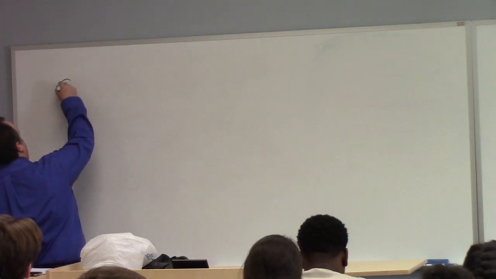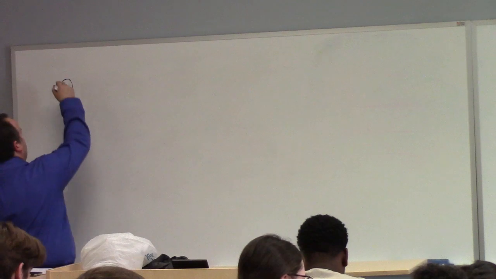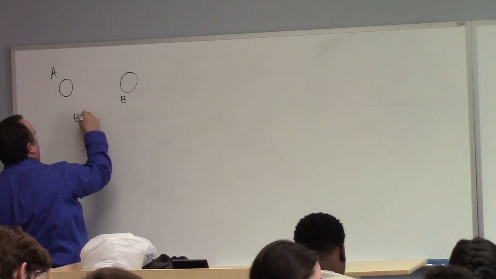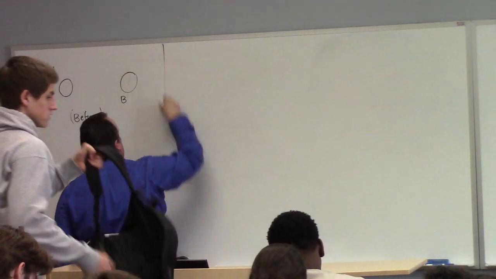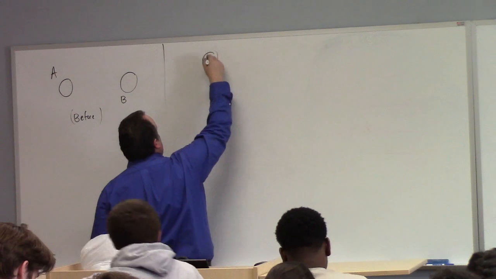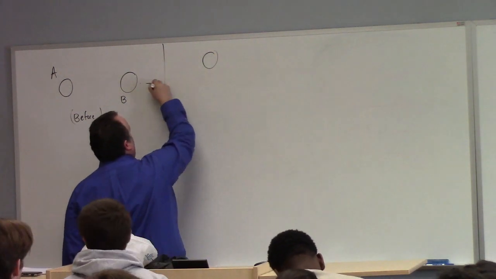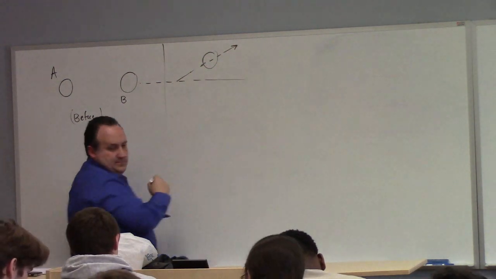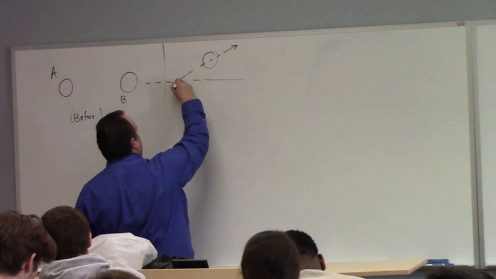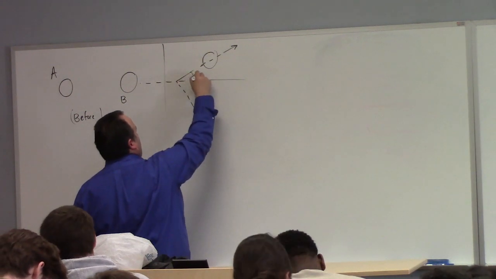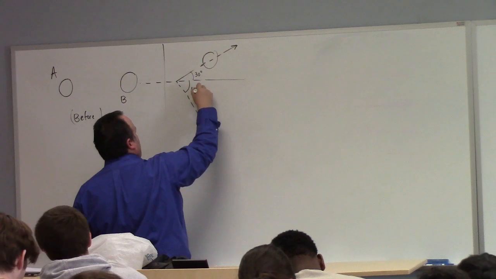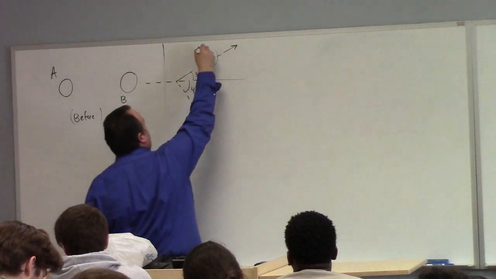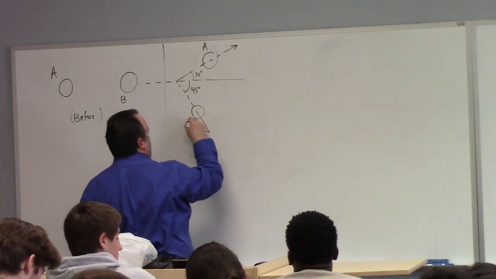So I'll draw a picture here. Here's A, here's B, this is before, and then it's in outer space. So afterwards, one is going that way, the other one's going this way. This is given to be 30 degrees, this is given to be 45 degrees, A and B. Now I'm not going to work this problem out. I want to talk about it for a minute.